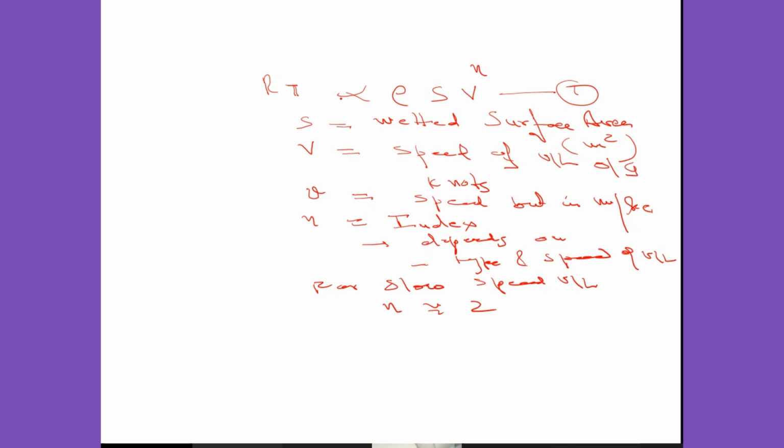Now coming back to this relationship that RT is proportional to rho into S into V to the power n. We can say from this relationship, S is the wetted surface area in meter square. I can also say, since it is an area, in linear dimension it will be meter into meter. Any area can be converted into L into L, so S is proportional to L square. Correct? And therefore I can also write L is proportional to S raised to power 1 by 2. 1 by 2 is square root. 1 by 3 will be cube root.